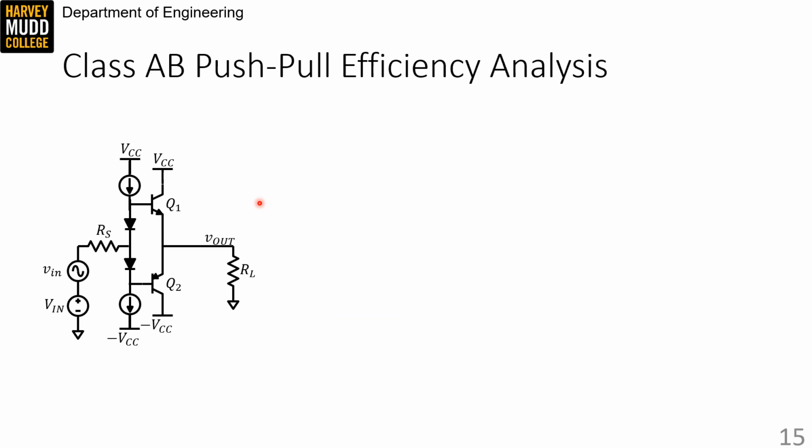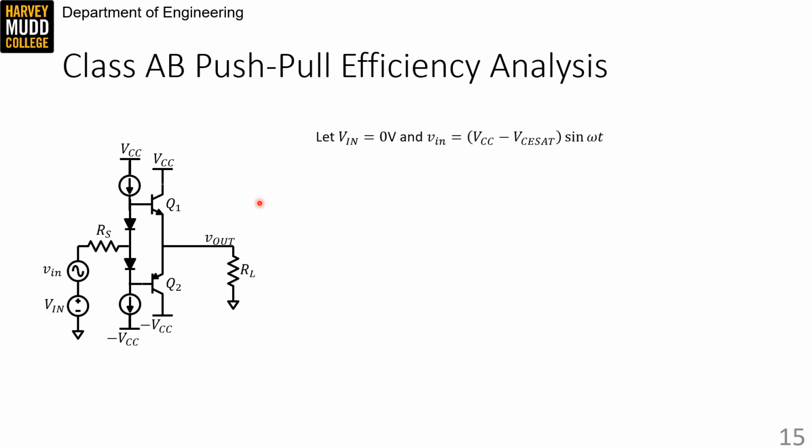Class B and AB push-pulls have better efficiency than Class A amplifiers, and we're going to show that in a derivation here. Like the other efficiency analysis, we're mostly interested in the results and a chance to see the process. This analysis is for Class AB amplifiers, but it's pretty accurate for Class B amplifiers too.